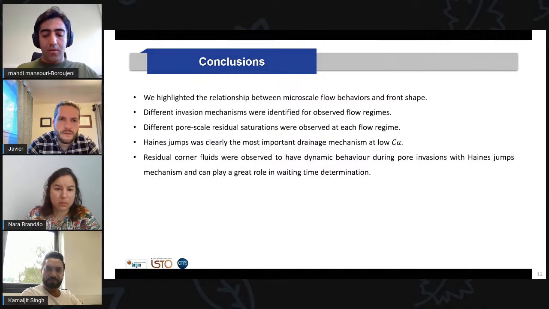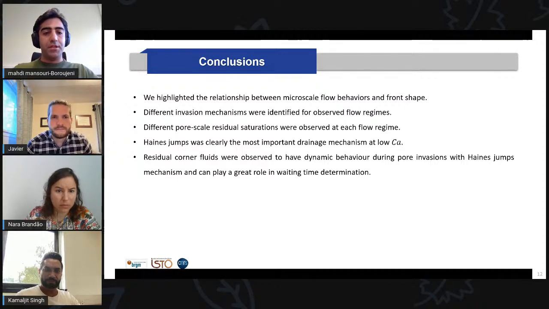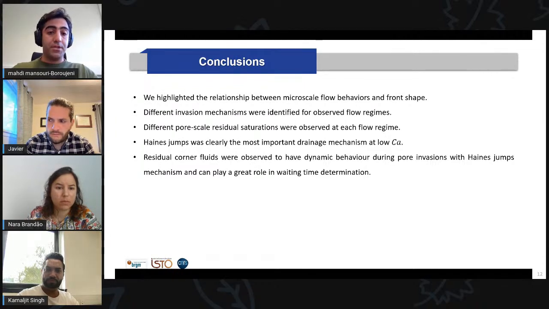To conclude all the presented work, we were able to highlight the relation between the micro-scale front behavior and the front shape. Different pore invasion mechanisms were identified at different flow regimes. We also observed that the residual saturation can differ from one flow regime to another. And this idea of leaving some fluid behind in the viscous flow regime might change the chemistry going on behind the front in CO2 sequestration.